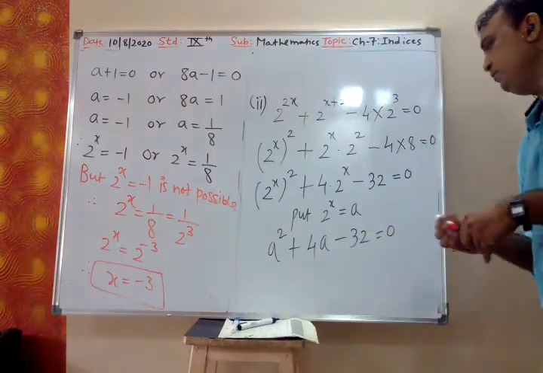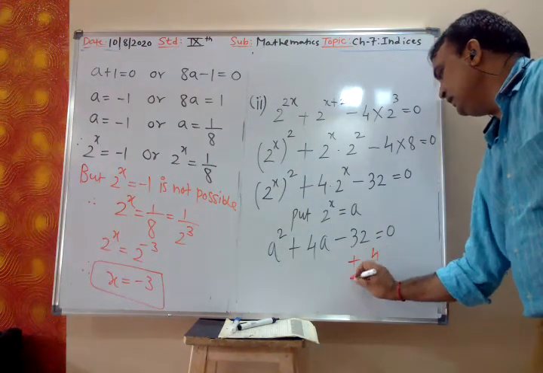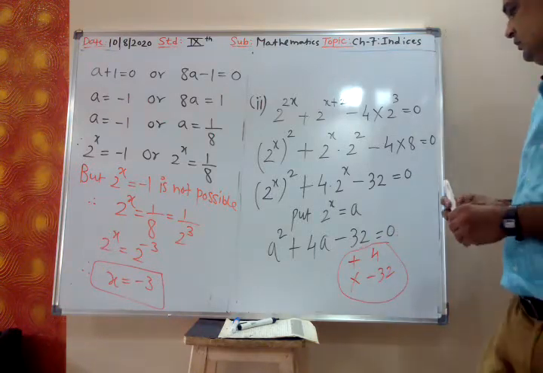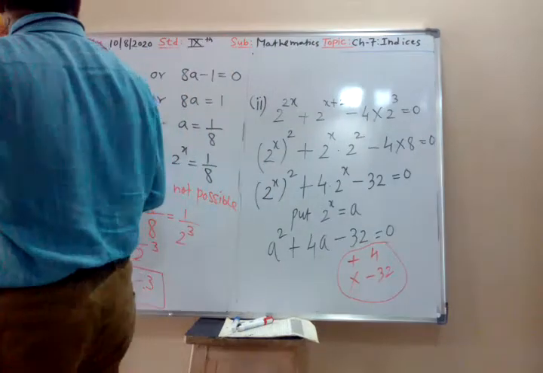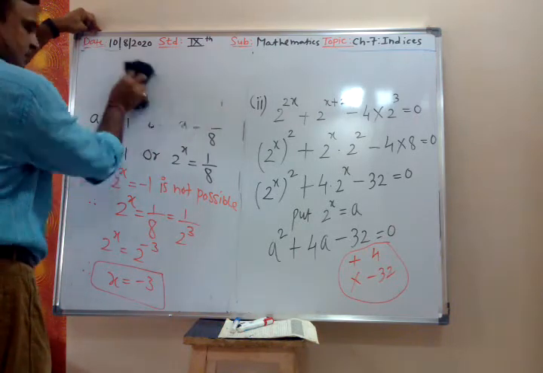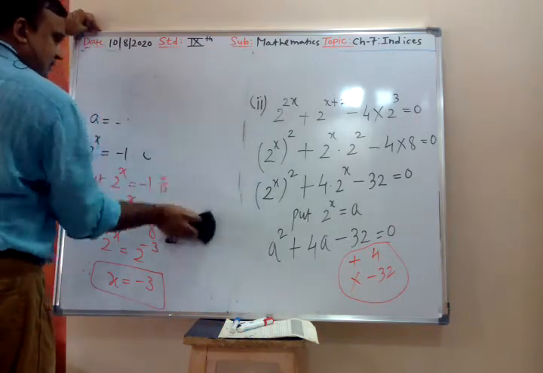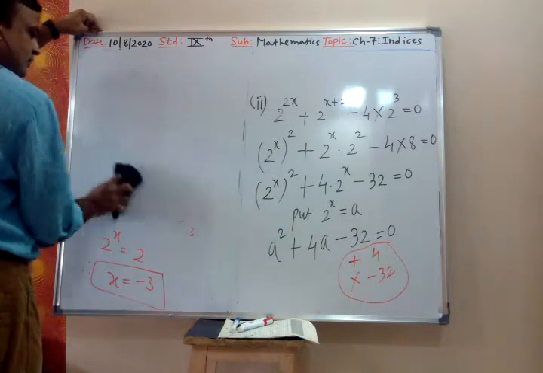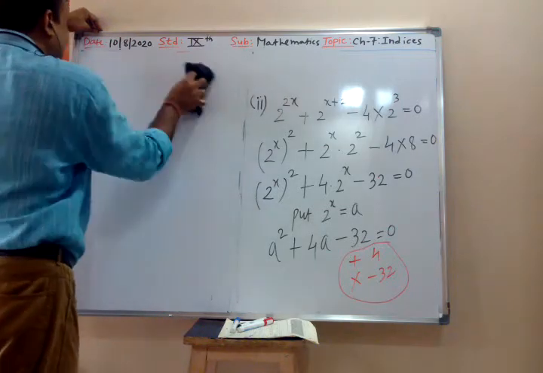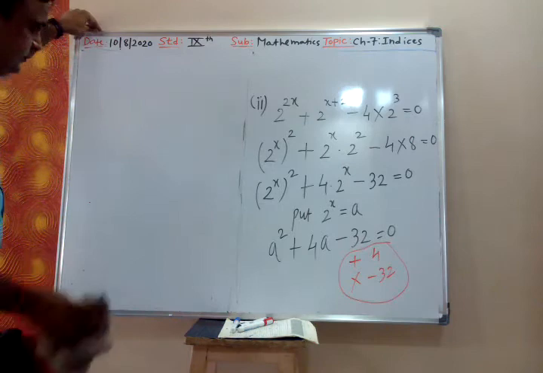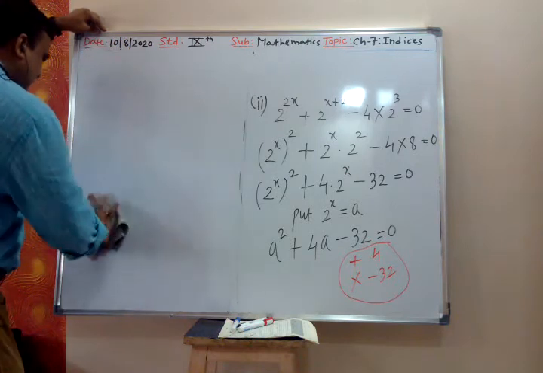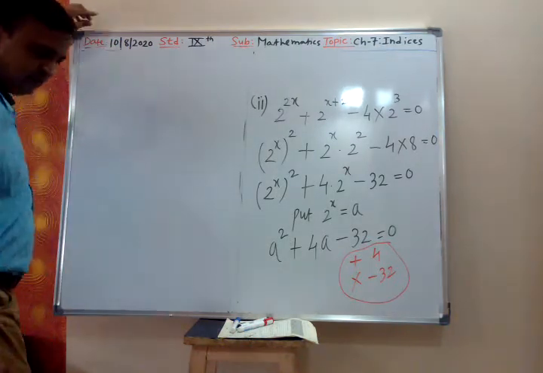So find two numbers whose sum is 4 and multiplication is minus 32. Plus 8 and minus 4. Yes, plus 8 and minus 4. So find two numbers whose sum is plus 4, multiplication is minus 32. So the numbers are plus 8 and minus 4.